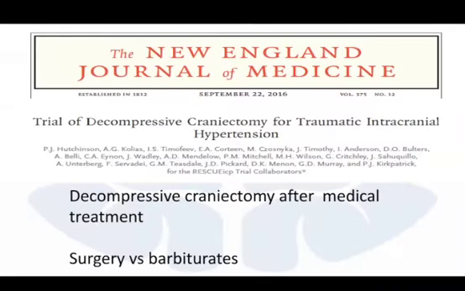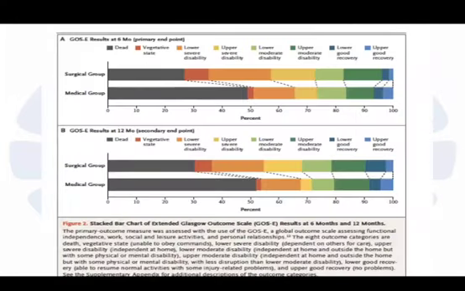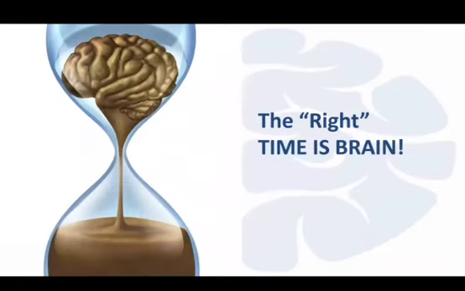This is another trial still on decompressive craniectomy, but in this case, the decompressive craniectomy was done after the medical treatment. If you see the protocol here, they went through medical treatment of tier 1, tier 2, and only if this failed, they underwent the decompressive craniectomy. And in fact, this trial demonstrated a benefit of decompressive craniectomy on mortality.